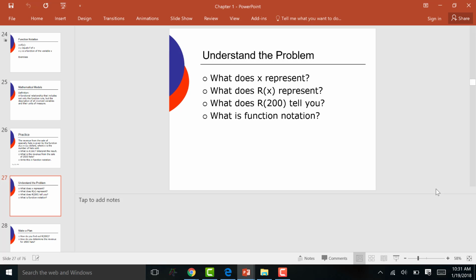R of X was what? Excuse me, R of 200 was what? The revenue if you sell 200, okay? And we found the value for that one was how much dollars? $6,400. And the function notation of that would have been what? We didn't write the function notation for that one. Tell me what the function notation was for when we had 200 hats that we sold. R of 200 equals 6,400. Okay, questions?